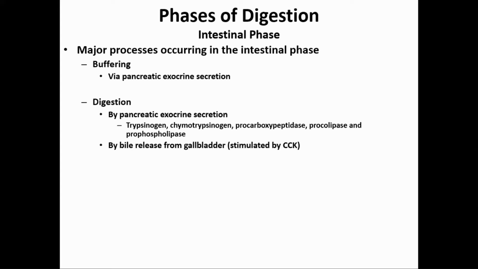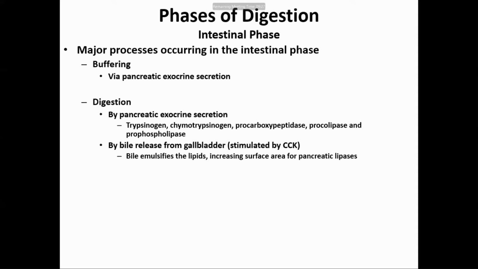Cholecystokinin also causes the release of bile. It causes the contraction of the gallbladder and relaxation of the sphincter of Oddi, so that the bile is released into the second part of the duodenum.